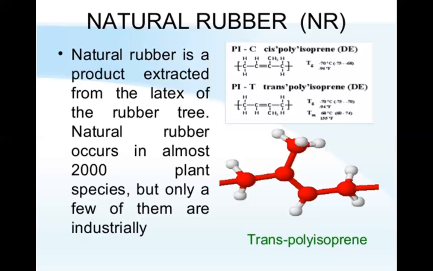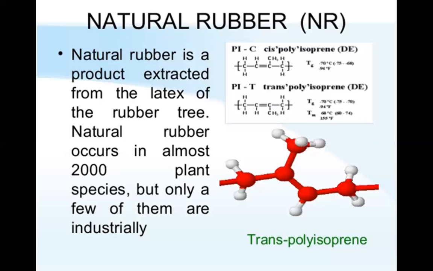The isoprene in natural rubber exists in two geometrical isomeric forms, cis and trans. The cis polyisoprene rubber is present in the tree called Hevea brasiliensis, and the trans isoprene rubber is present in the trees known as Guile and Parcha.